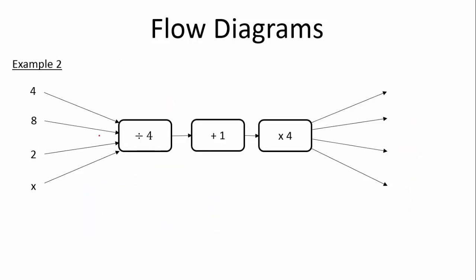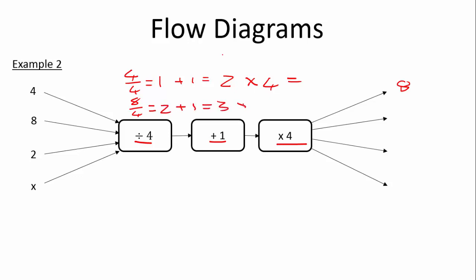Now example 2. We have divided by 4 plus 1 times 4. Do these cancel out? No, they won't cancel out. 4 divided by 4 is equal to 1. Plus 1 is equal to 2. So 2 multiplied by 4 is equal to 8. Okay, now 8 divided by 4 equals 2, plus 1 equals 3, times by 4 equals 12.